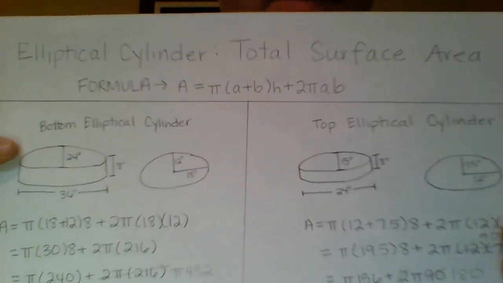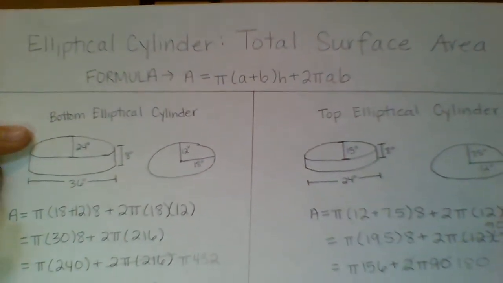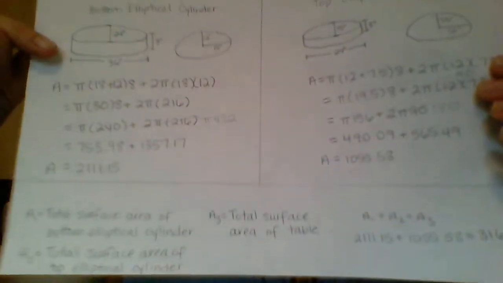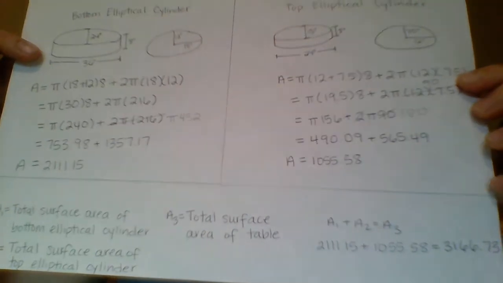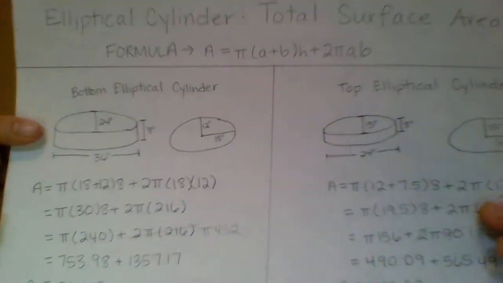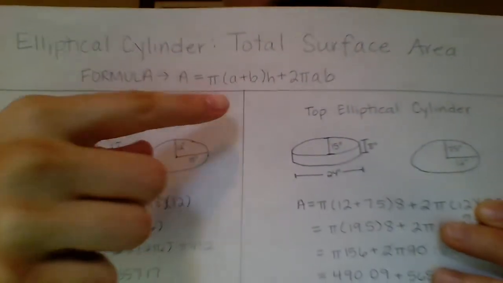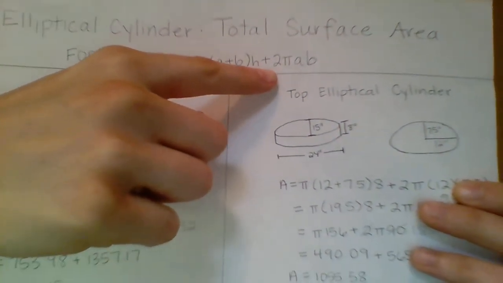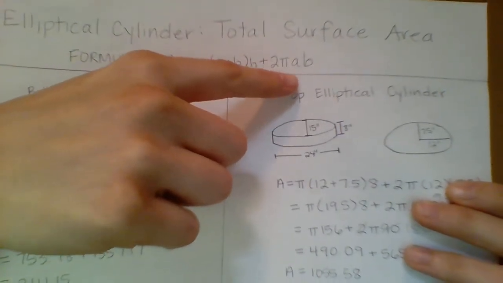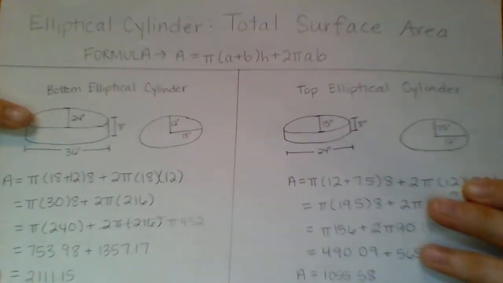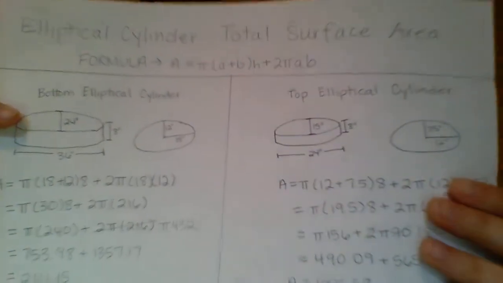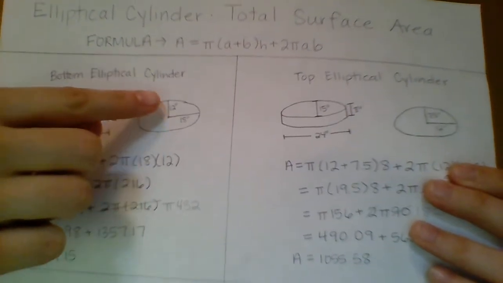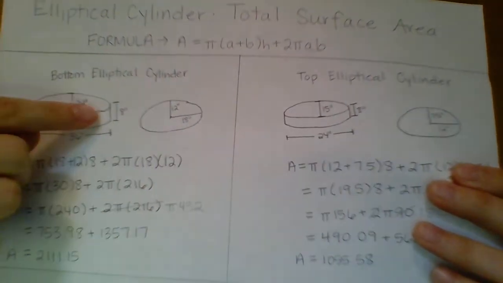Now, in order to calculate the total surface area of my elliptical cylinder table, I have to find the total surface area of both cylinders and then, as we will see later, add those two together to get my total surface area of the table. Now, the formula to find the area of an elliptical cylinder is pi times (a plus b) times h plus 2 times pi times a times b. Now, what are a, b, and h in this formula? A is the axis major, B is the axis minor, and H is the height.